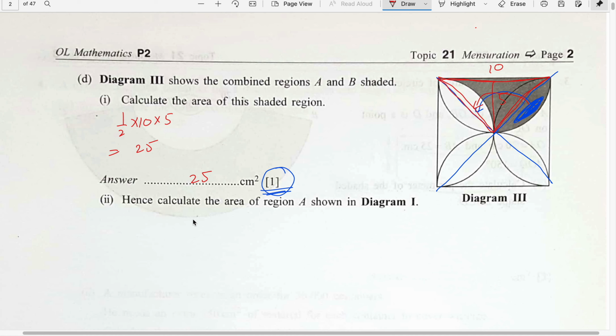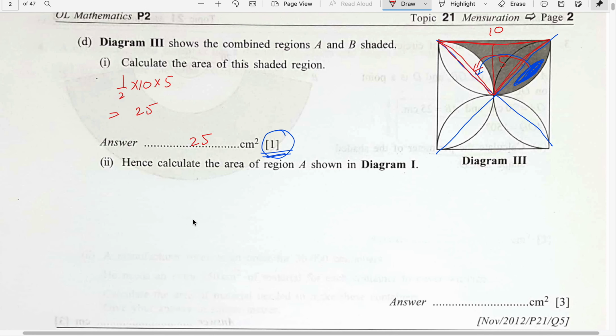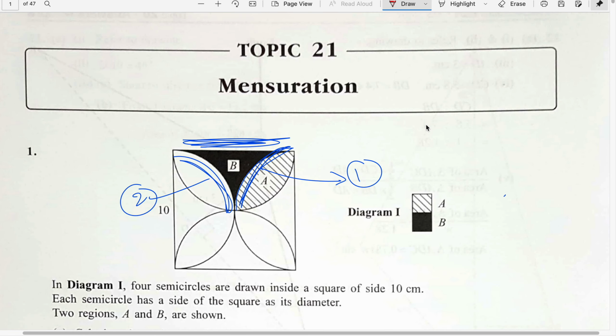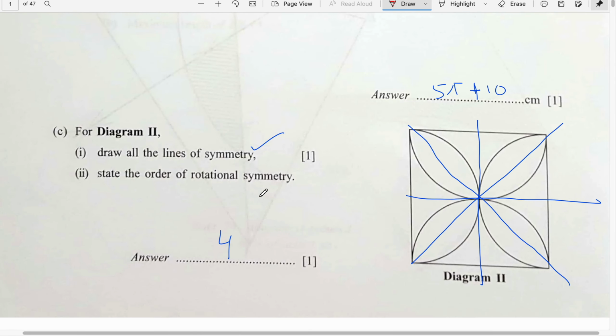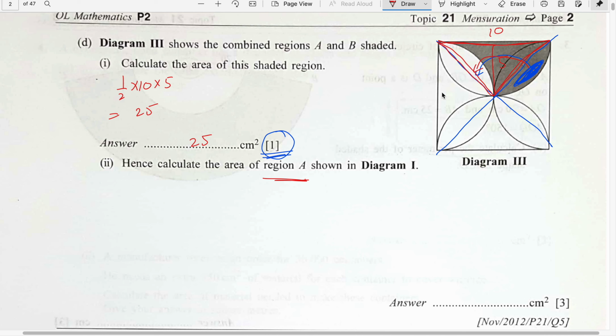Okay beta, you always have to analyze the shape first. Questions are easy. Hence, calculate the area of region A shown in diagram 1. Which one was A? Okay, A is this leaf. Now for this A, quick rough sketch. For this leaf part, the diagram is not coming out well. Allow me to erase this.